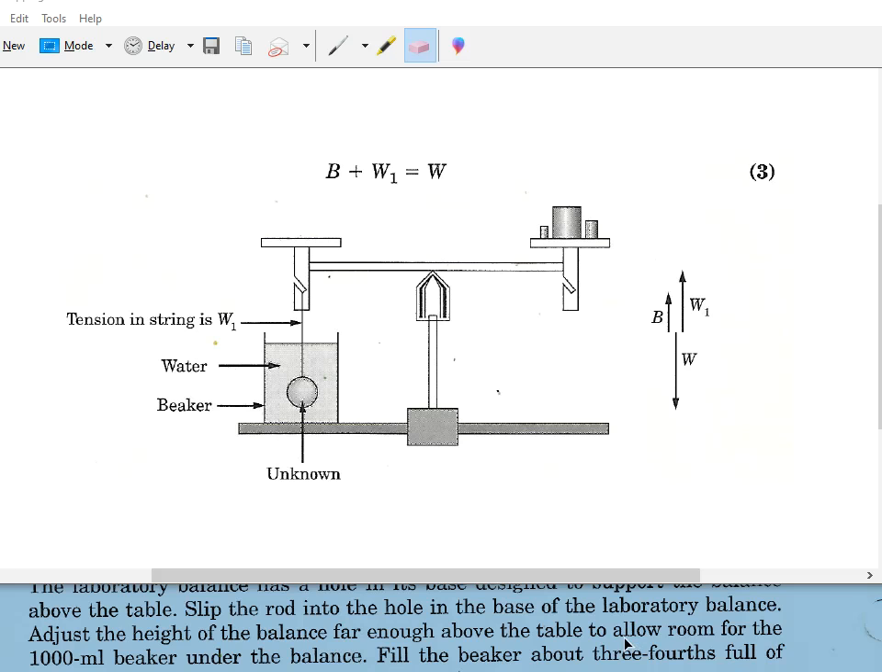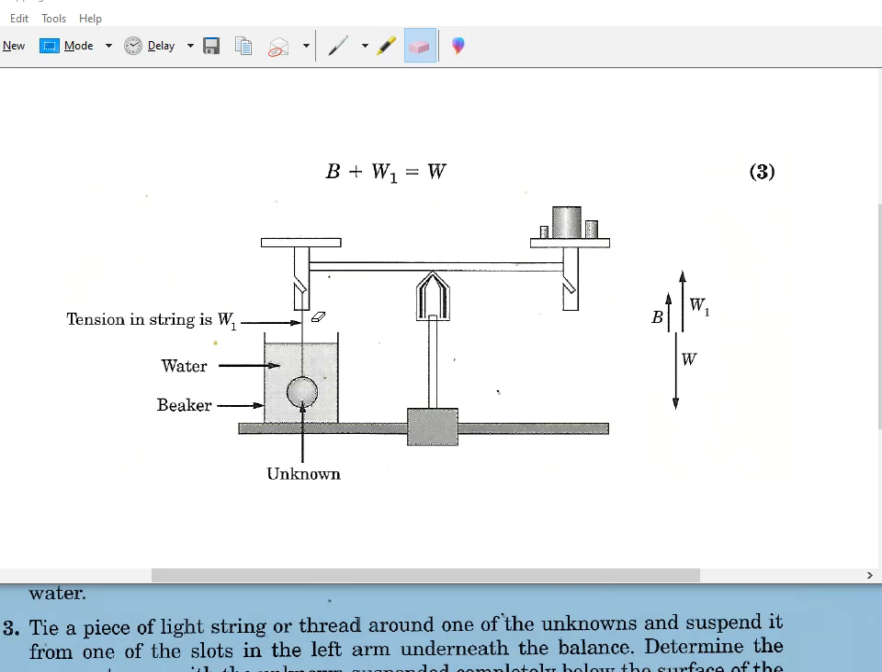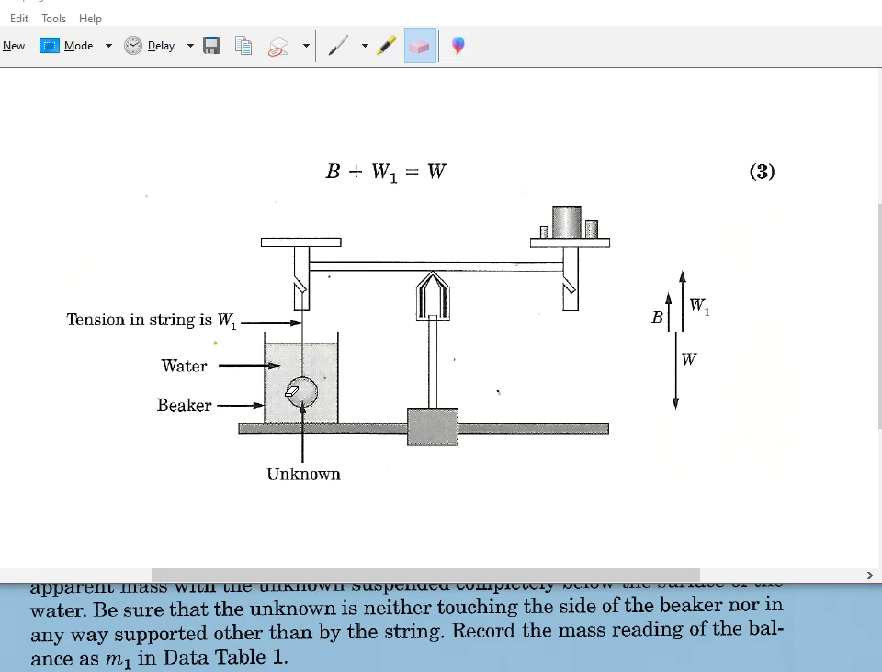Fill the beaker about 3/4 full of water. Tie a piece of light string around one of the unknowns and suspend it from one of the slots in the left arm underneath the balance. Determine the apparent mass with the unknown suspended completely below the surface of the water. Be sure that the unknown is neither touching the side of the beaker nor in any way supported other than by the string. Record the mass reading of the balance as M1 in data table 1.